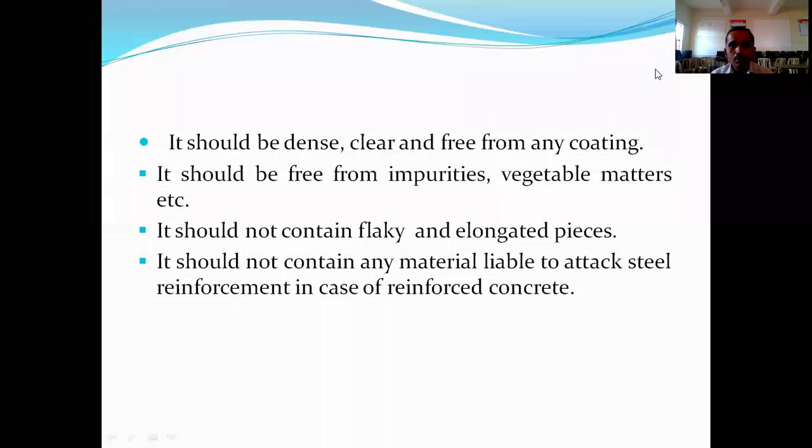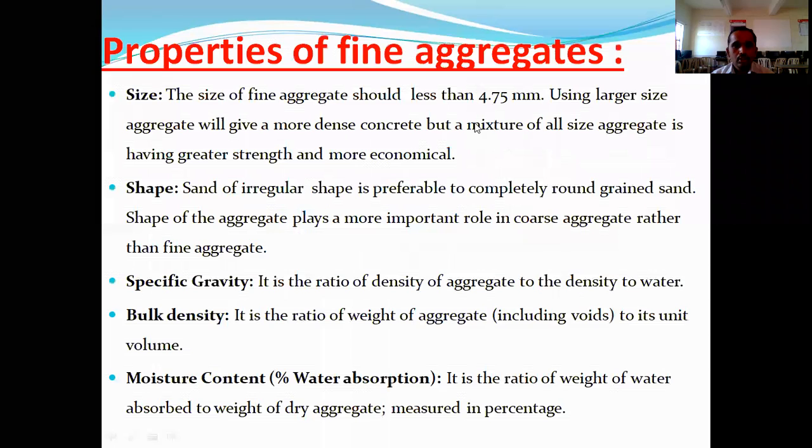So it is all about the requirement of the good aggregate. Next is properties of fine aggregate.